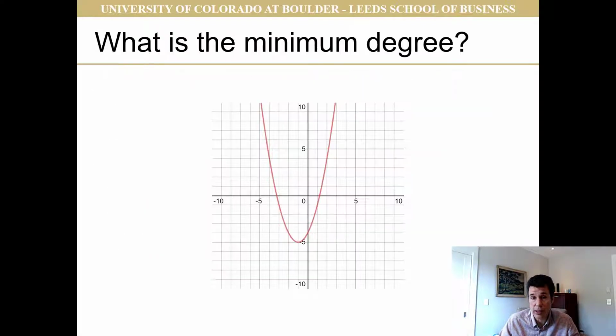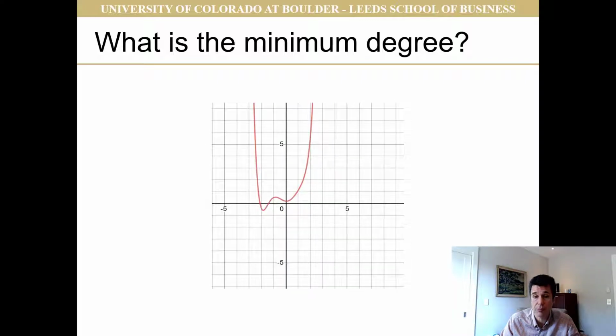So let's look at some functions and ask ourselves, what is the minimum degree of this function? Well, it's got one turning point, so the minimum degree is 2. Doesn't mean it can't be bigger than 2. It could be 4, it could be 6, it could be 8. And we'll see in just a minute it cannot have odd degree, but basically the minimum degree that this function can have is 2.